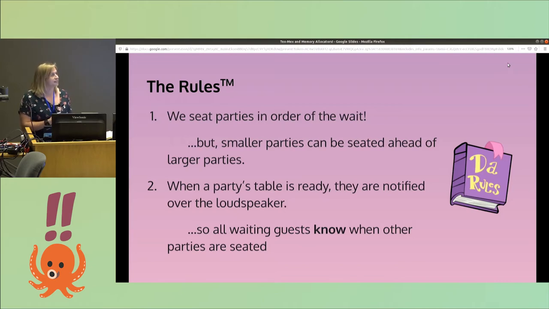So we seat parties in order of the wait. It's a queue, generally. But people typically understand if they're a larger party, smaller parties can go ahead of them because they might be able to fit in different places. But in practice, we would actually announce the party's table being ready over a loudspeaker. So everyone in the waiting area can hear when people are seated ahead of them and will maybe notice.